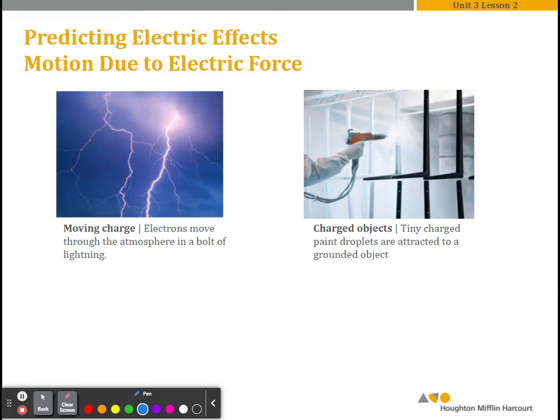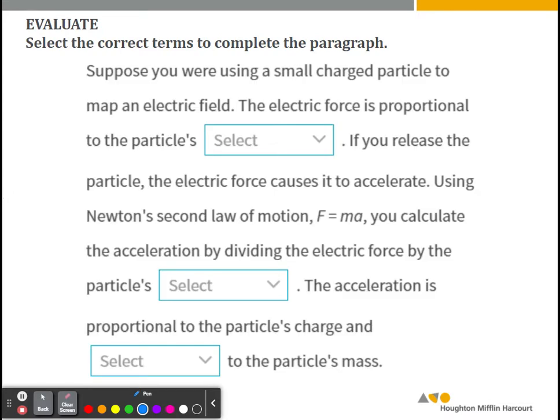We can also charge objects. There's a process called powder coating by which painters will use charged paint droplets, and then they will stick to a grounded object. Then they bake it and it becomes a very hard finish. They also do this with automotive paints. They use charged paint droplets because they're attracted to the car.